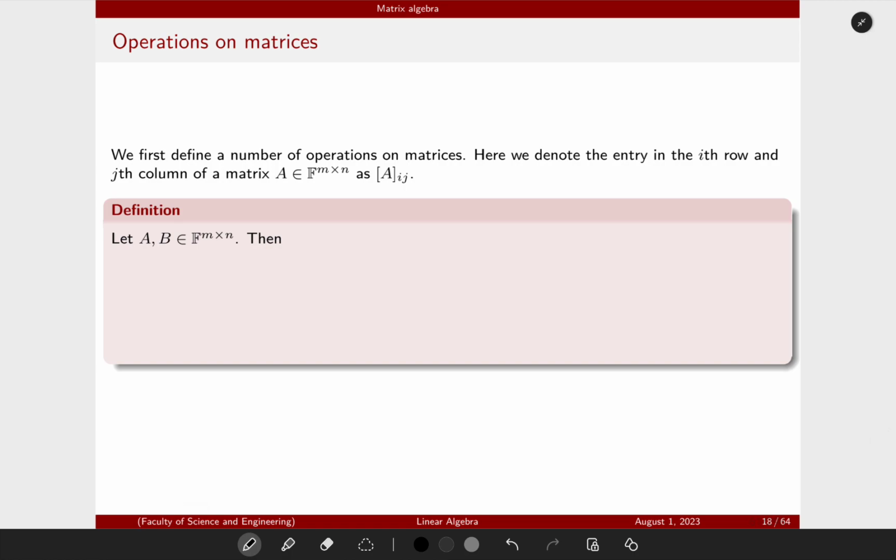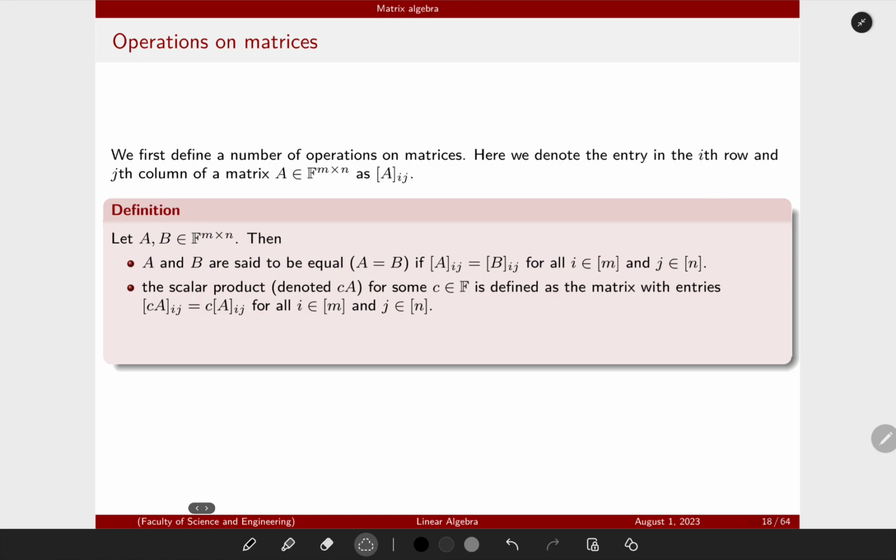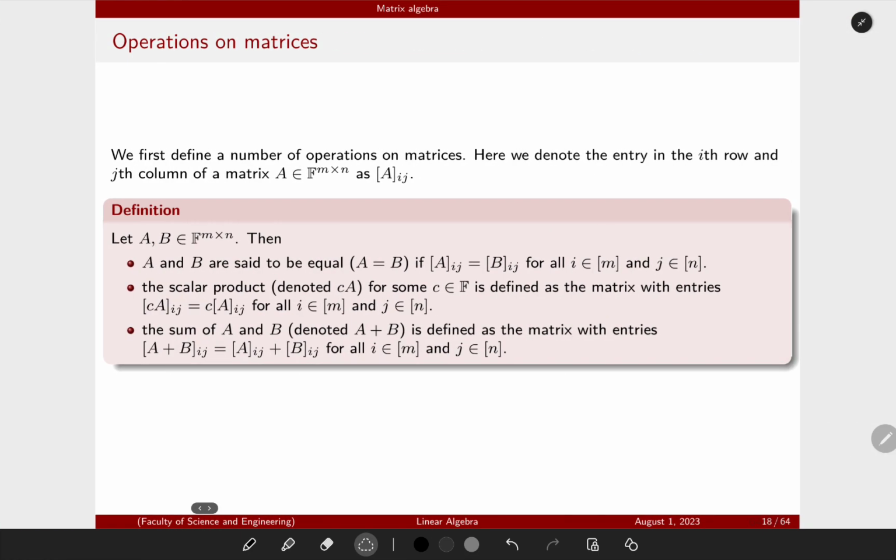So we let A and B be n by n matrices. Then we say that A and B are equal if they all have the same entries. So for every i and j, we have that this thing is equal to this thing. Then we define the scalar product. So for some scalar C in F, we say that the matrix CA is the matrix defined by C times Aij. So we take the entry of the matrix and multiply it by C.